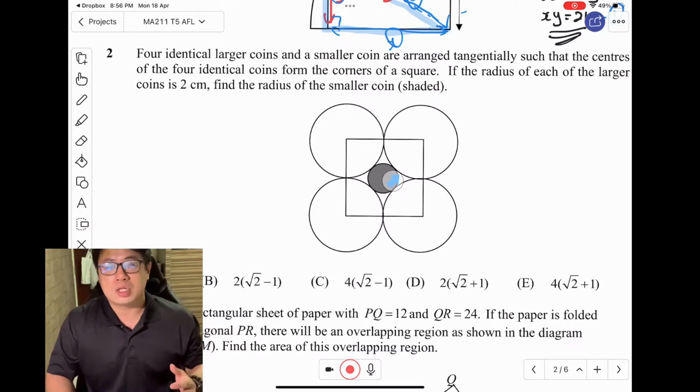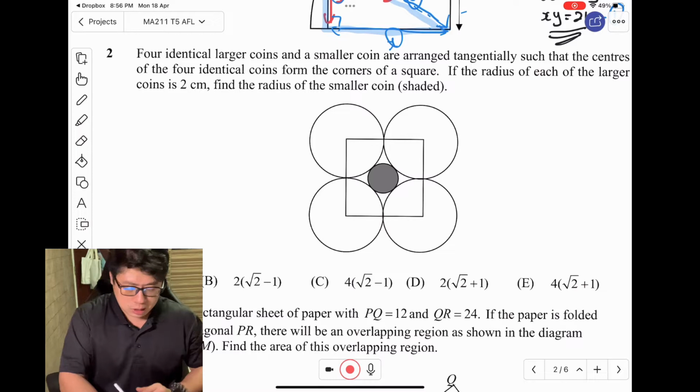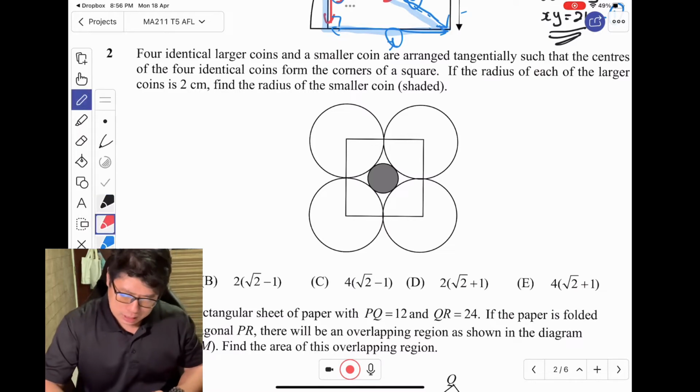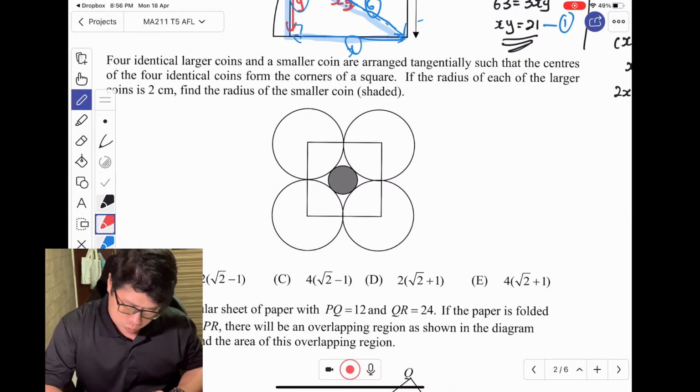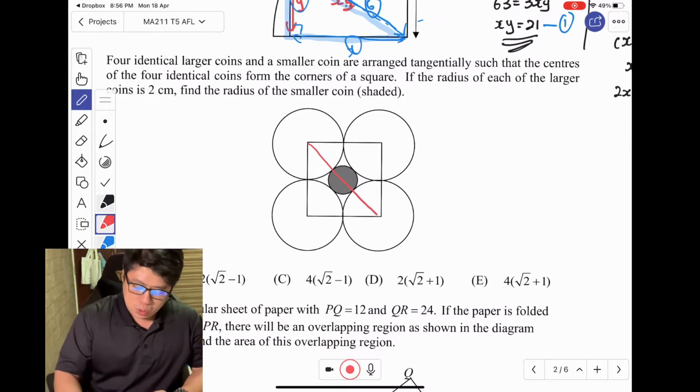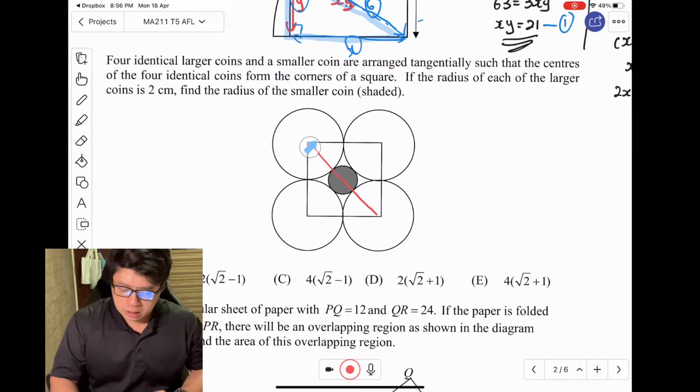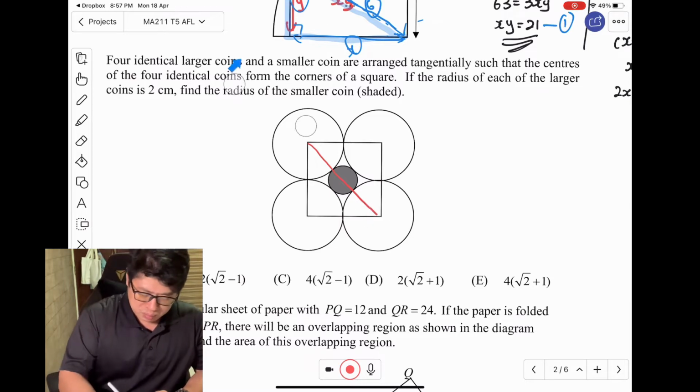So what we do about this question again is what we did during the notes. We draw a line, and this line, the diagonal of this square here, will cut through the radius of the big circle, the diameter of the small circle, and the radius of the big circle as well.